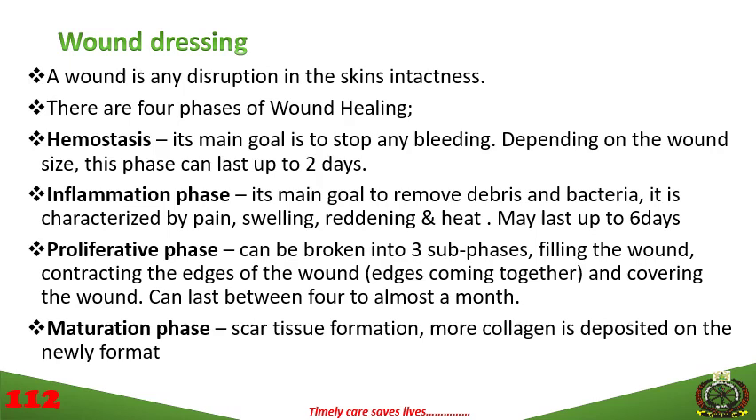Then we have the proliferative phase. The proliferative phase can be broken down into three sub-phases: filling the wound, contracting the edges of the wound, and then covering the wound. This phase can last from 4 days to almost a month. So filling the wound: once the wound surface is clean, we get granulation tissue. You look at the wound surface and you see reddish, pinkish tissue. That's what we call granulation tissue. It's a form of epithelial tissue mixed with capillaries, and it's highly vascular. So when you touch it, it bleeds a lot, because of the capillaries. That is to send adequate blood supply to the site so that healing can take place.